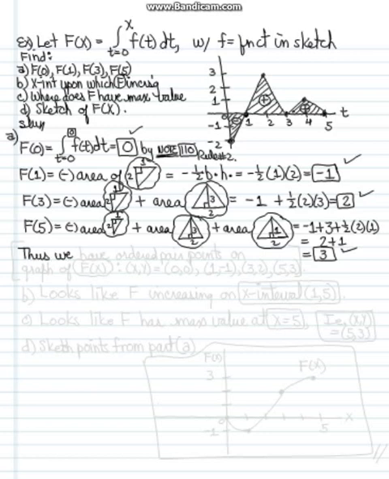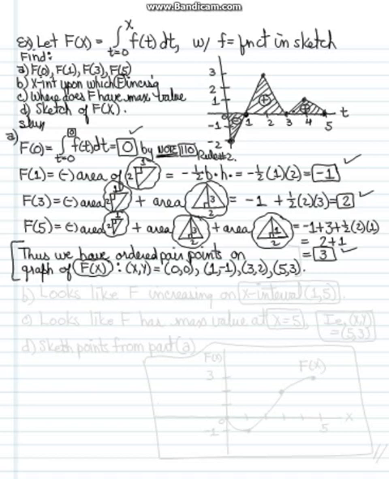And just a summary of what we just found for part A. Thus, we have ordered pair points on the graph of capital F of x, not little f, that's what's in the picture. We found points that are in capital F of x. They're the ordered pairs (x, y) equals (0, 0), (1, -1), (3, 2), and (5, 3). We're going to use that to answer the rest of the questions.